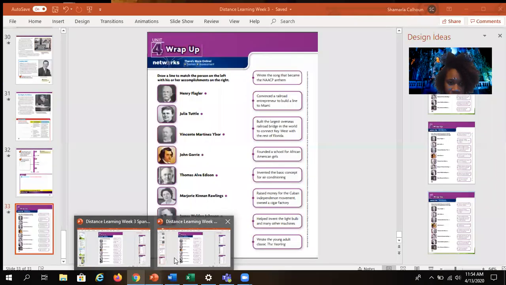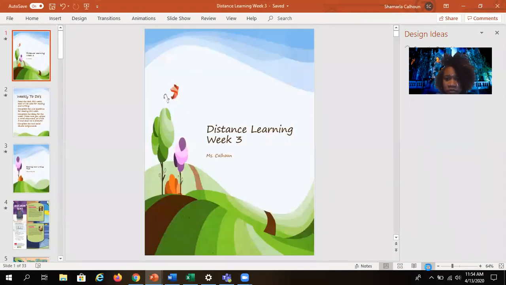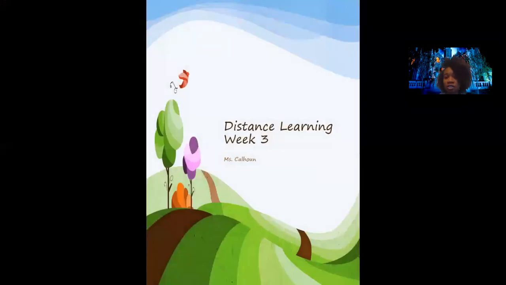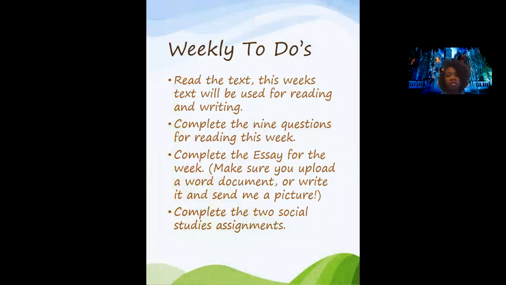So I'm going to go to my own PowerPoint. Hopefully this is the right one. All right, so this is distance learning week 3, and you're going to notice my PowerPoint will look the same every week, just for uniformity, so it's not confusing, you're used to it, and it's easy to work through. Your weekly to-dos: this week, read the text. This week's text will be used for reading and writing, so you don't have 2 separate texts. Last week you had 3 texts. This week you only have this reading text, which you will use for reading and writing, and then the social studies text that's all below.